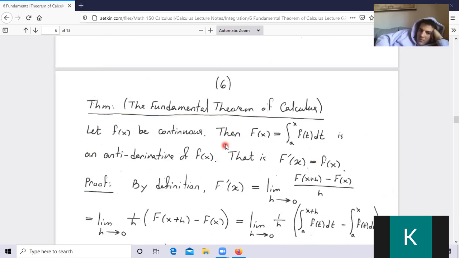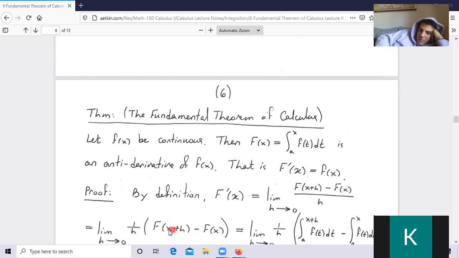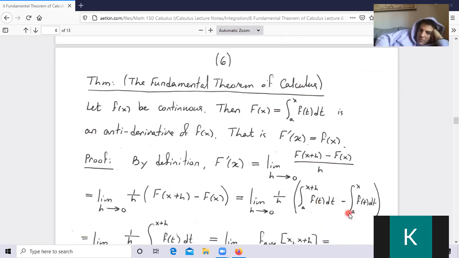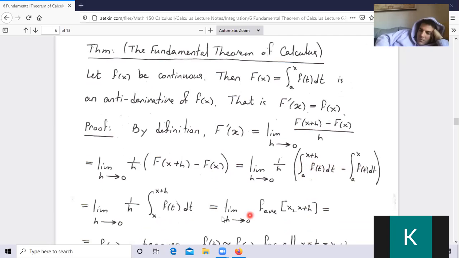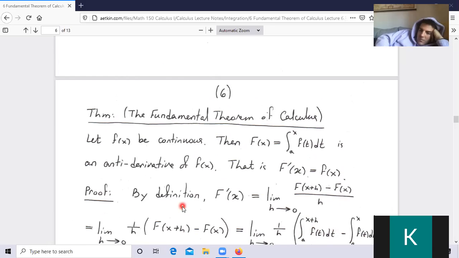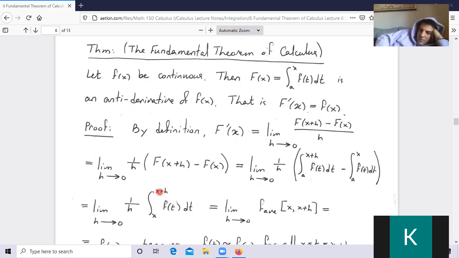Now, what is that? This is the integral from a to x plus h minus the integral from a to x, right? And when I simplify those integrals, what I have remaining is the limit as h goes to 0 of 1 over h times the integral from x to x plus h of f of t dt. And that's nothing more than, look at it, the width of this interval is h, times 1 over h.